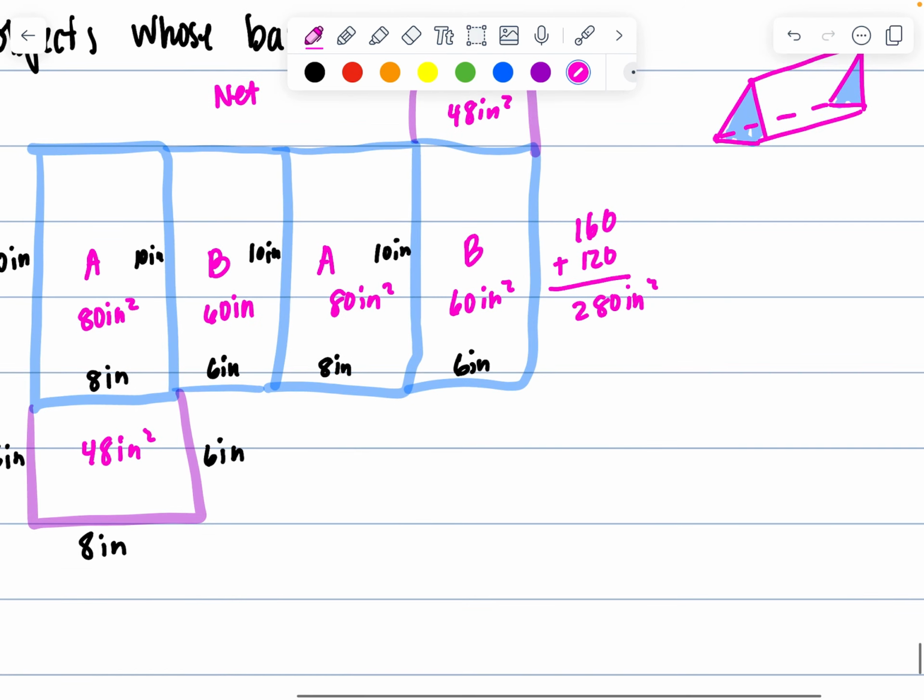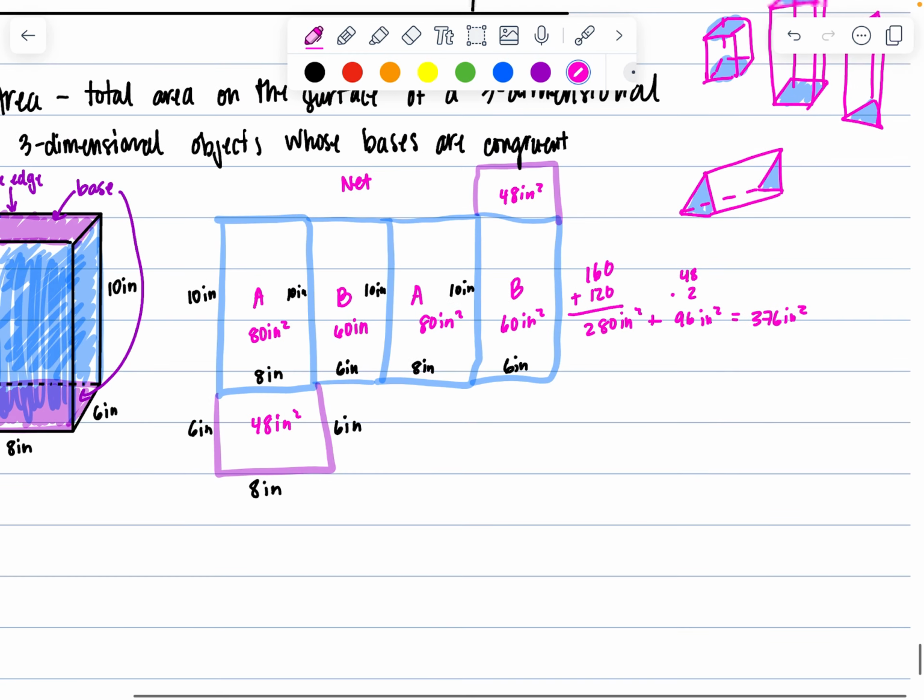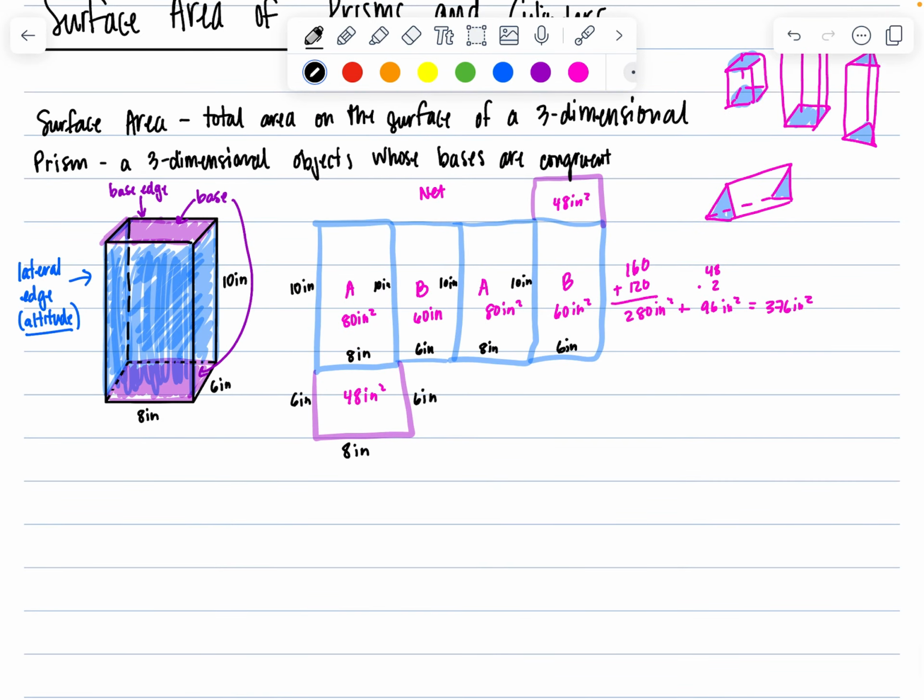We would then combine this with the bases, because you have 2 different bases here. 48 times 2, which gives you 96 inches squared, and then you could add these together. This would be 376 inches squared. Okay? Now, I did say there's an easier way to do this. And there's a nice formula for this as long as you understand this key concept.